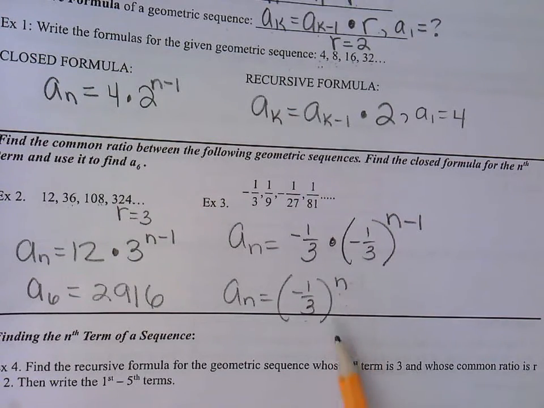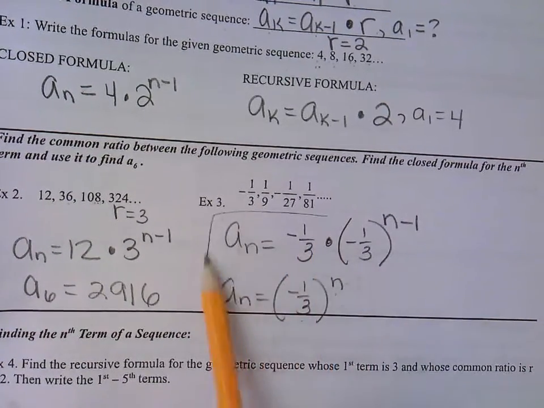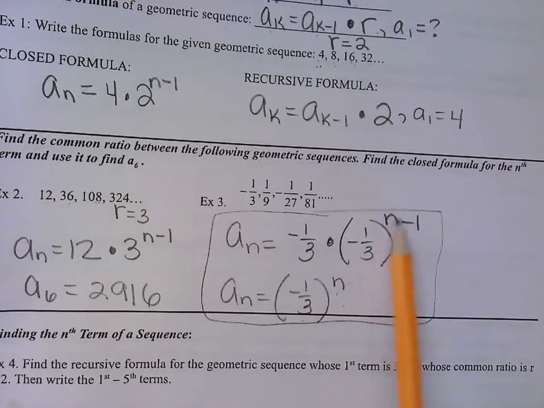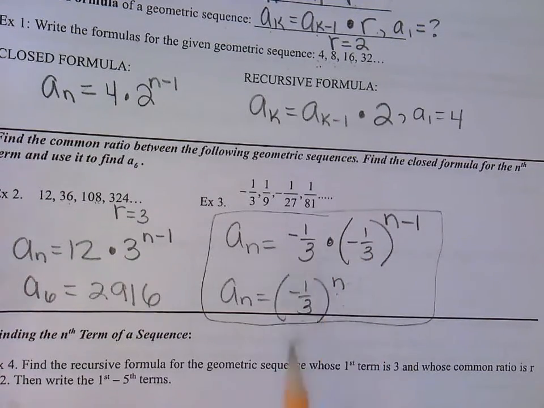To the second power, you get positive 1/9. To the third power, you get negative 1/27. So I would accept either of those formats because this is the formula. But if the ratio and the starting term are the same, you don't have to use n minus 1. You can just do n.